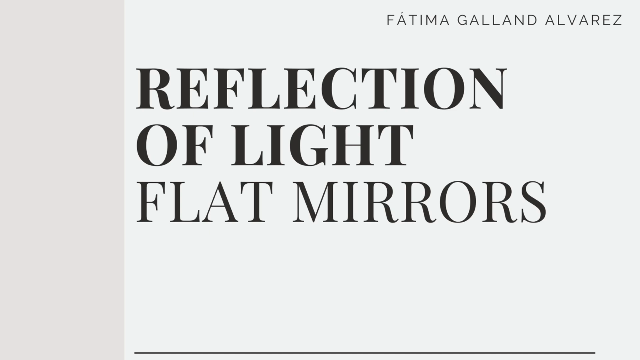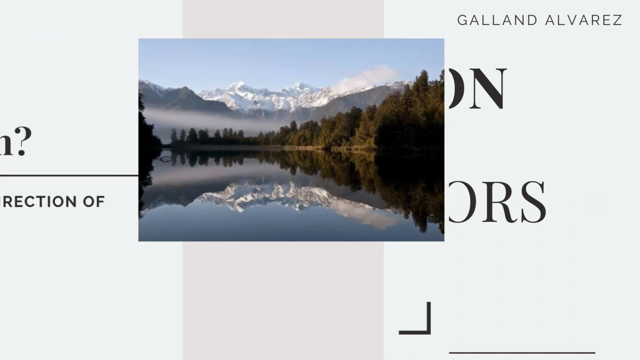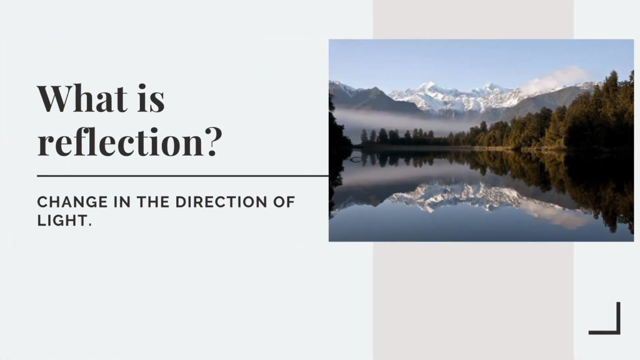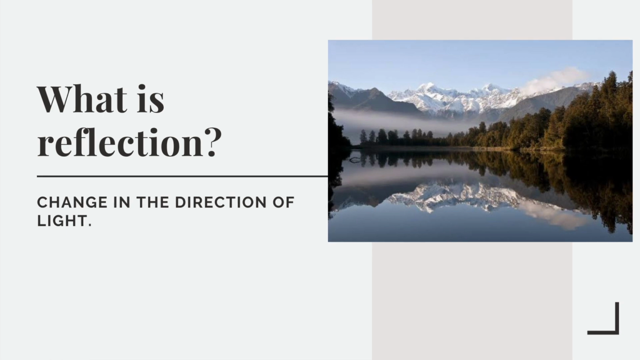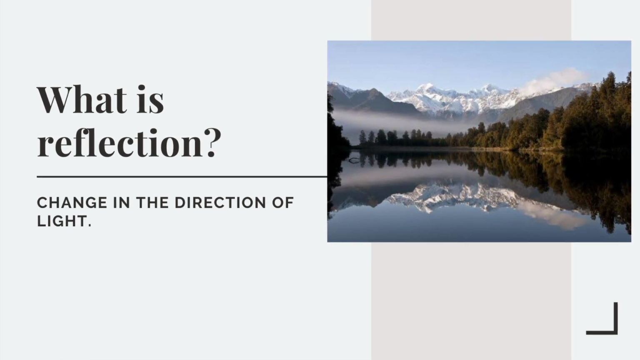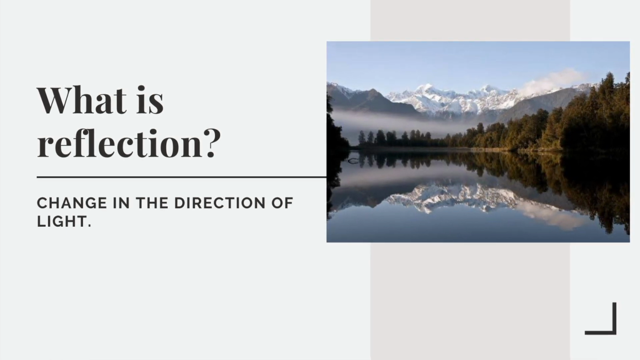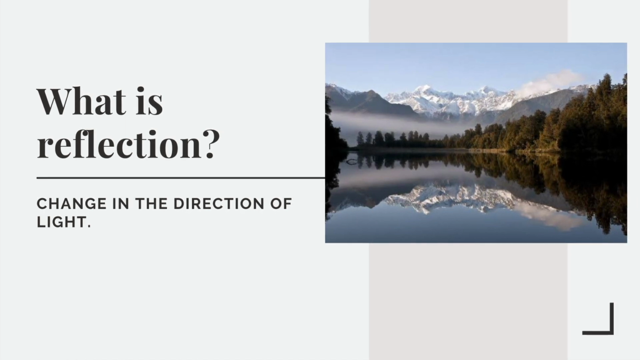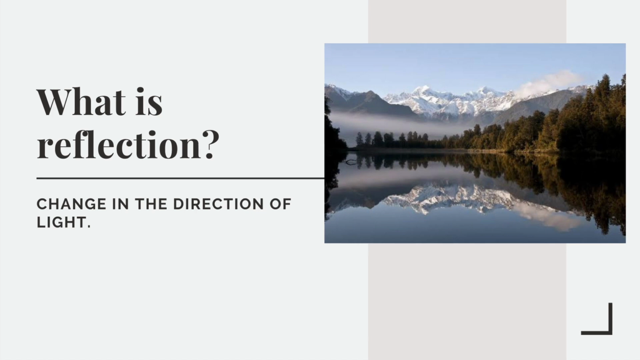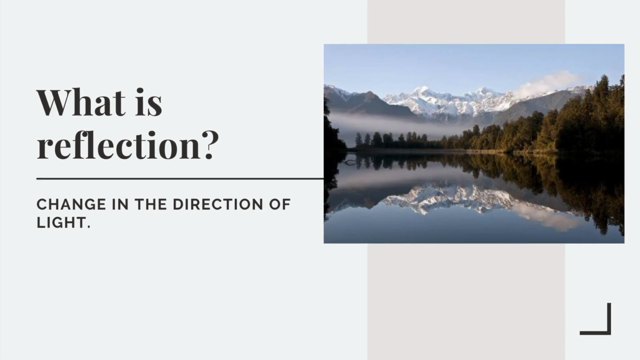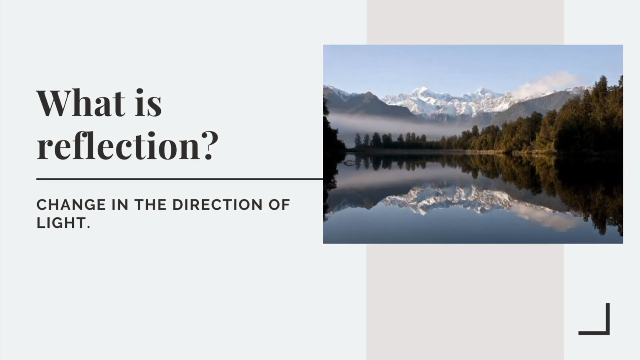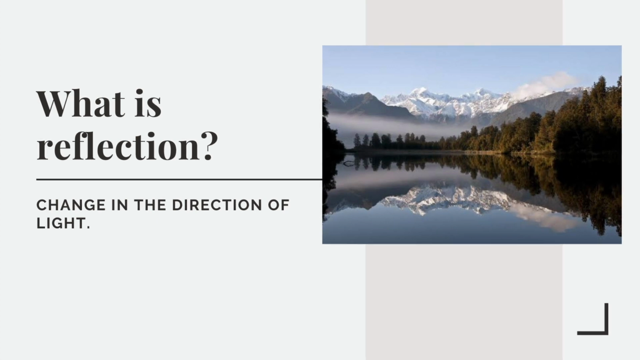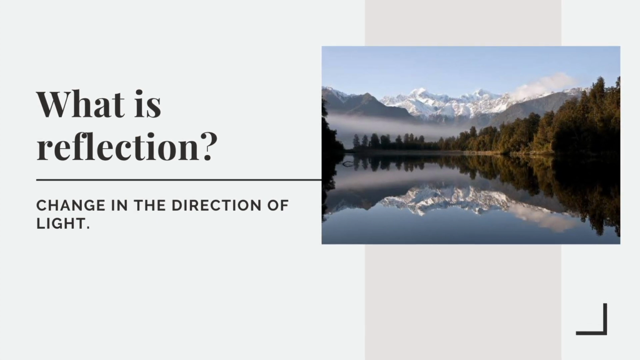In this video, I will be talking about the reflection of light and especially how this reflection works in flat mirrors. So first, it is important to understand what reflection is. The definition explains that this is the change in the direction of an electromagnetic wave at a surface that causes it to move away from the surface. Since we know that visible light is an electromagnetic wave, we can then infer that a reflection is the change in the direction of light.